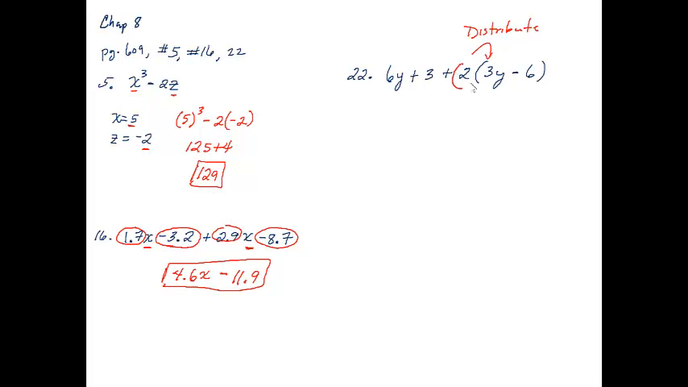This 2 is going to multiply everything inside the parentheses. So it becomes 6y plus 3 plus 6y minus 12. That's 2 times 3y, 2 times -6. And then you can combine like terms. So you should have 12y minus 9.